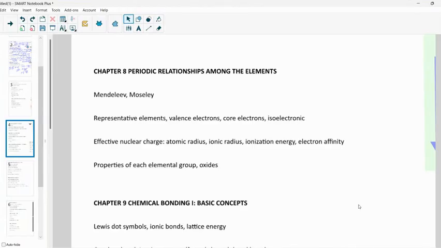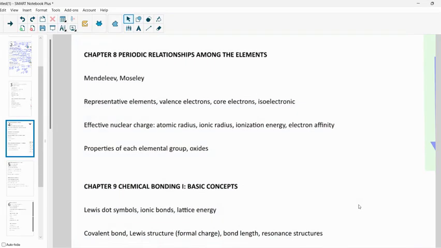All right. Chapter 8, periodic relationships among the elements. Mendeleev started with his periodic table. It was wrong because it was based on atomic mass, so there are some inversions where, because of isotope abundance, it's out of order. So Moseley came along. He was able to figure out the positive charge of the nucleus, and from that, how many protons were in each. So he righted the periodic table so that it increases by atomic number. And that's what our periodic table today is, determined by the number of protons that something has.